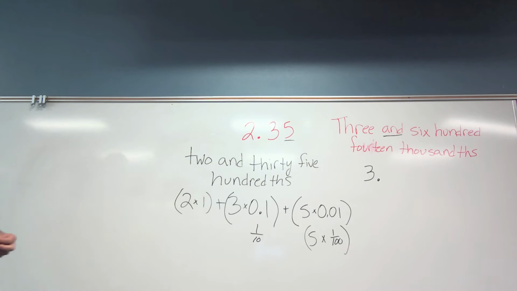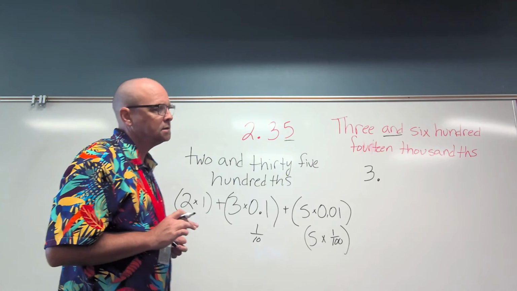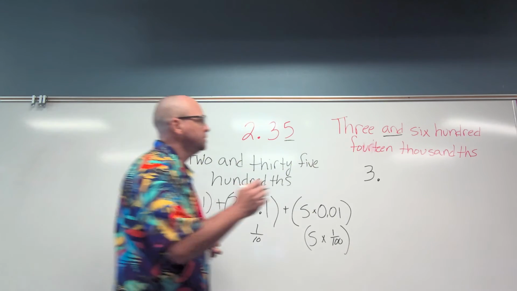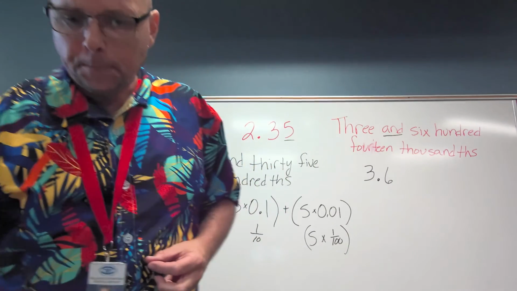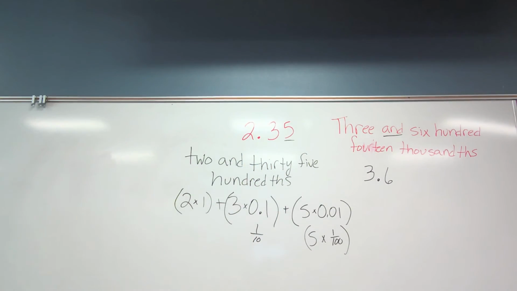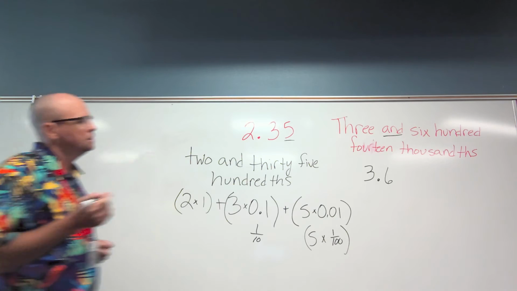3 and 600. So 6. Brinley, my next number? 14,000. Okay.